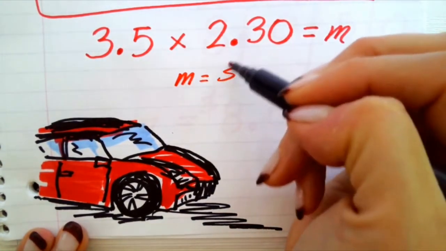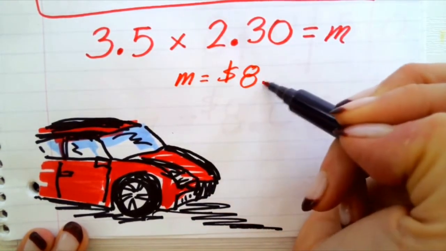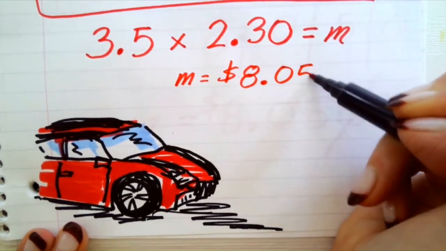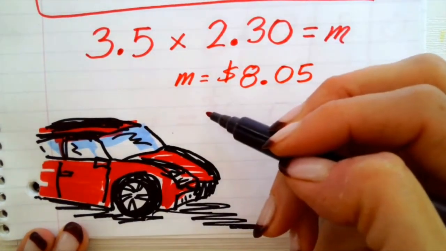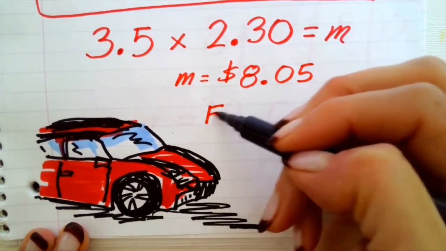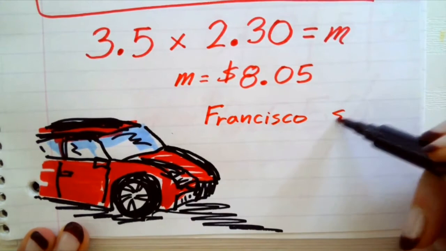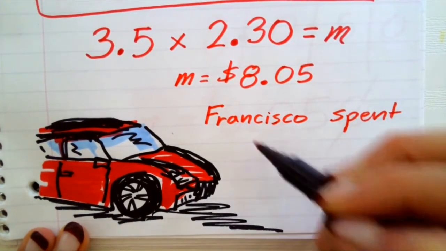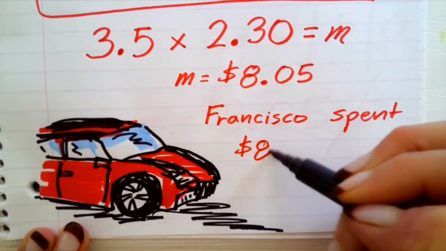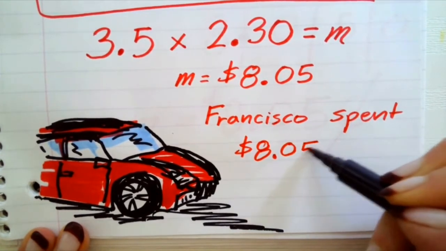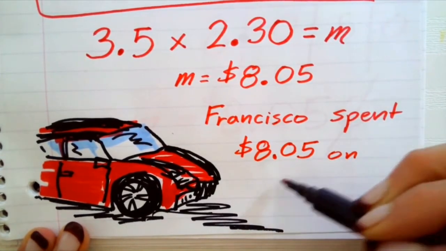M equals $8.05. Our sentence will read, Francisco spent $8.05 on gas.